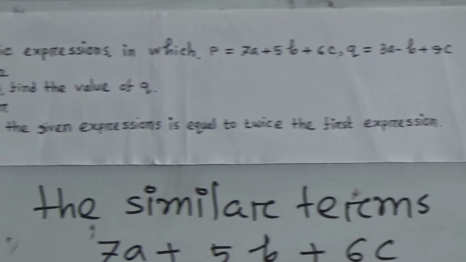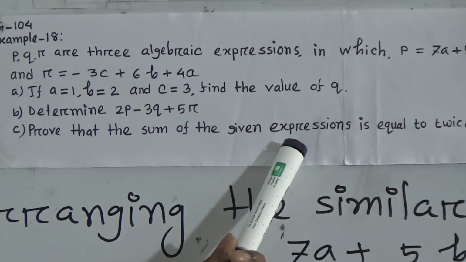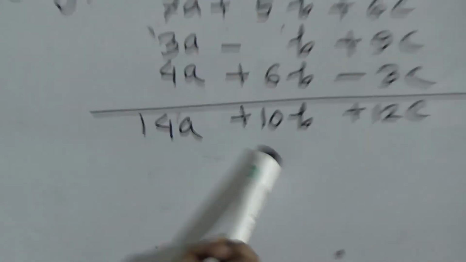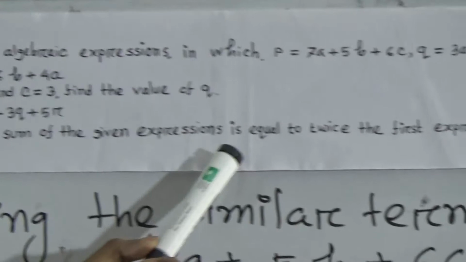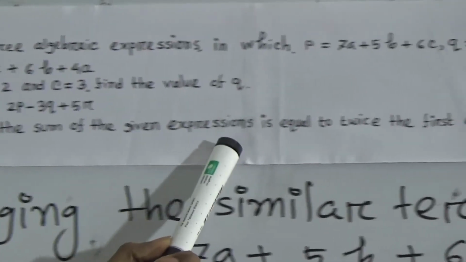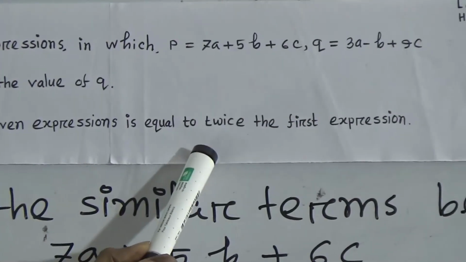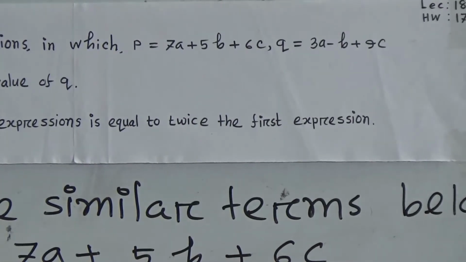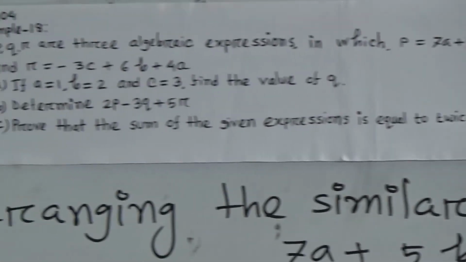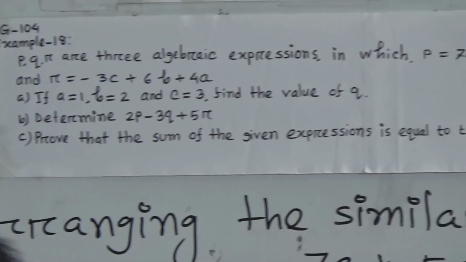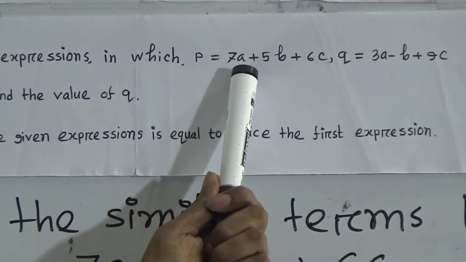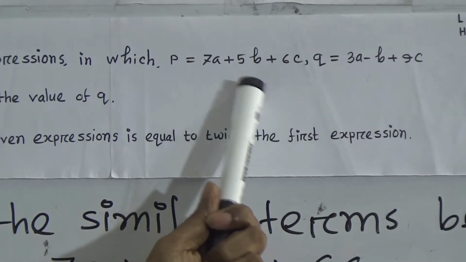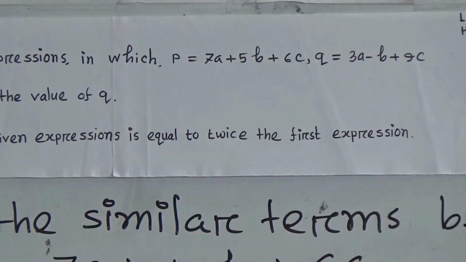Now you see the question. What is the question? Prove that the sum of the given expressions. That means this is the sum of the given expressions. But the question is that you have to prove that the sum of the given expression is equal to twice the first expression. That means 2 times the first expression. First expression is what? This is the first expression, P equal to 7a plus 5b plus 6c.